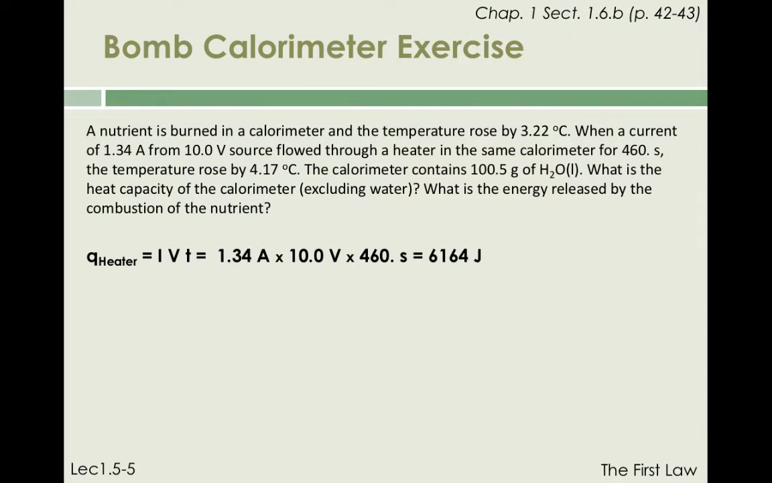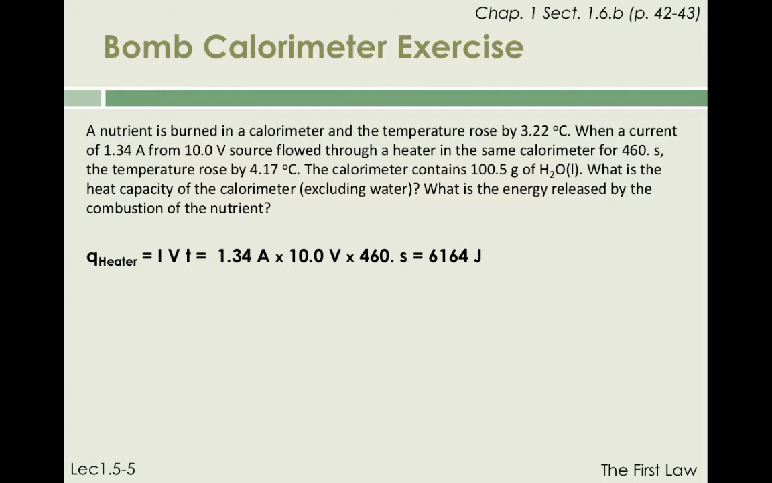In the first step of this problem, we express Q heater as the product of I times V times t. Each quantity is written in SI units, so we get Q heater equal to 1.34 amperes times 10 volts times 460 seconds, which yields 6,164 joules.